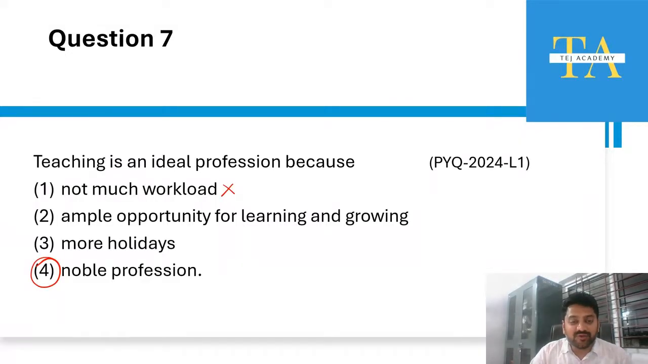Teaching is an ideal profession because it is a noble profession. It has a specific importance compared to other professions. Yes, it also provides lifelong learning and growing opportunity. But compared to all of these, it is a significant profession that is going to create more impact on the child's future. So it's a noble profession. That is why it is an ideal profession. So option 4 is correct.